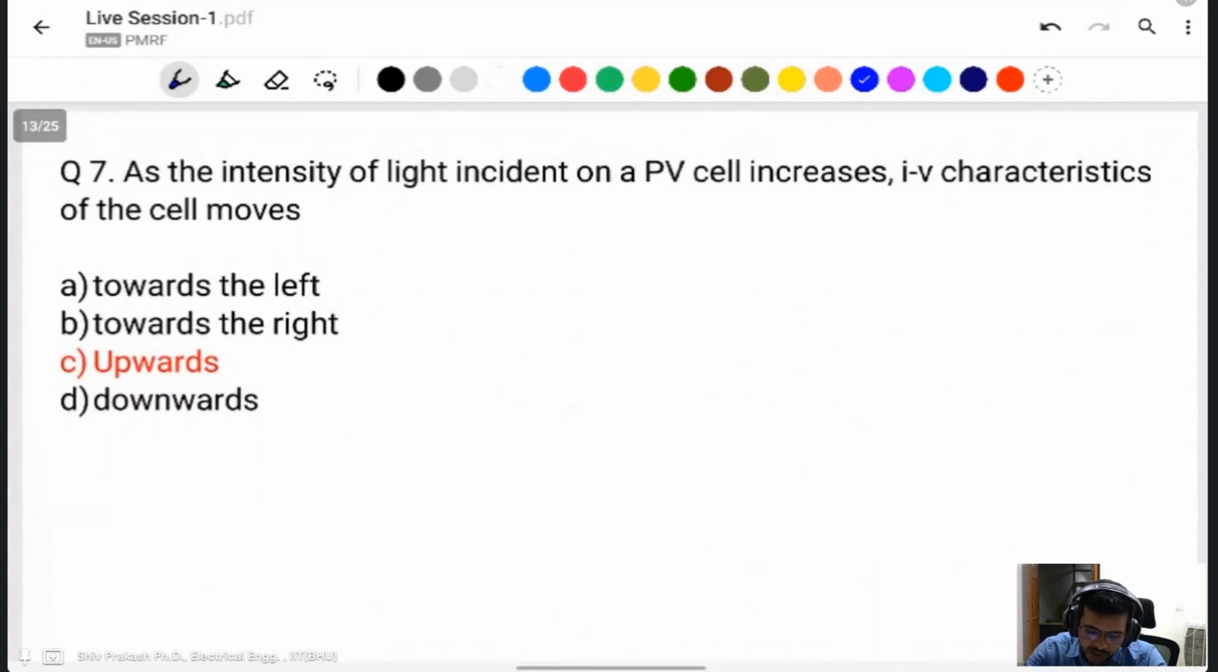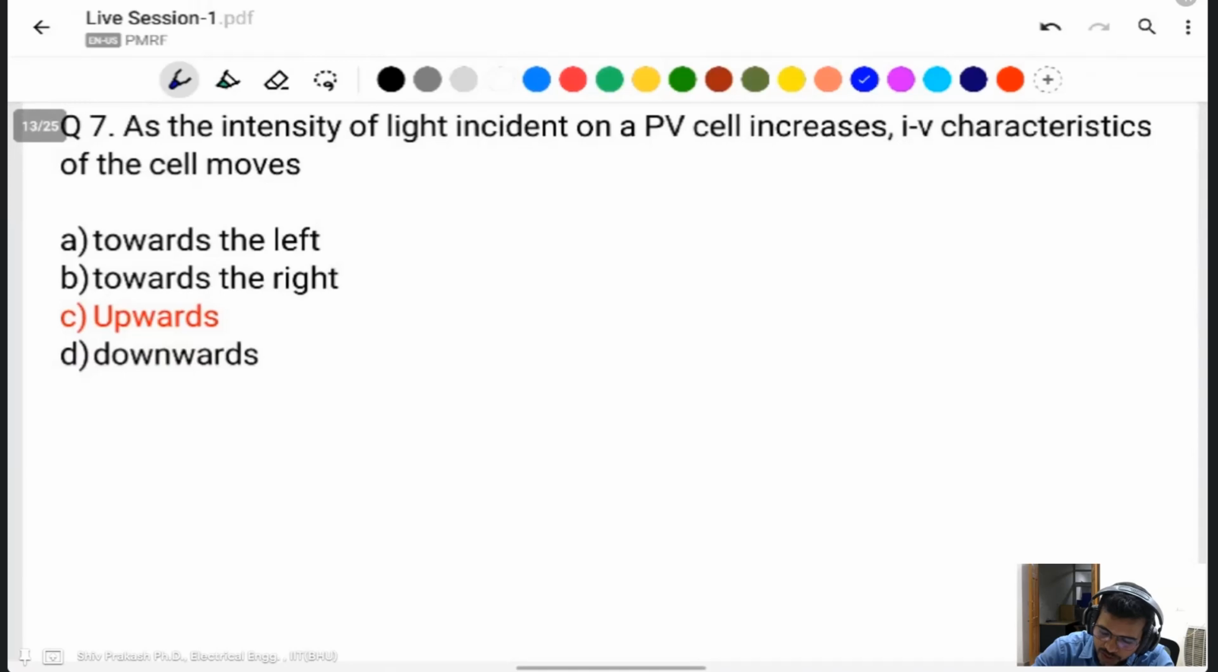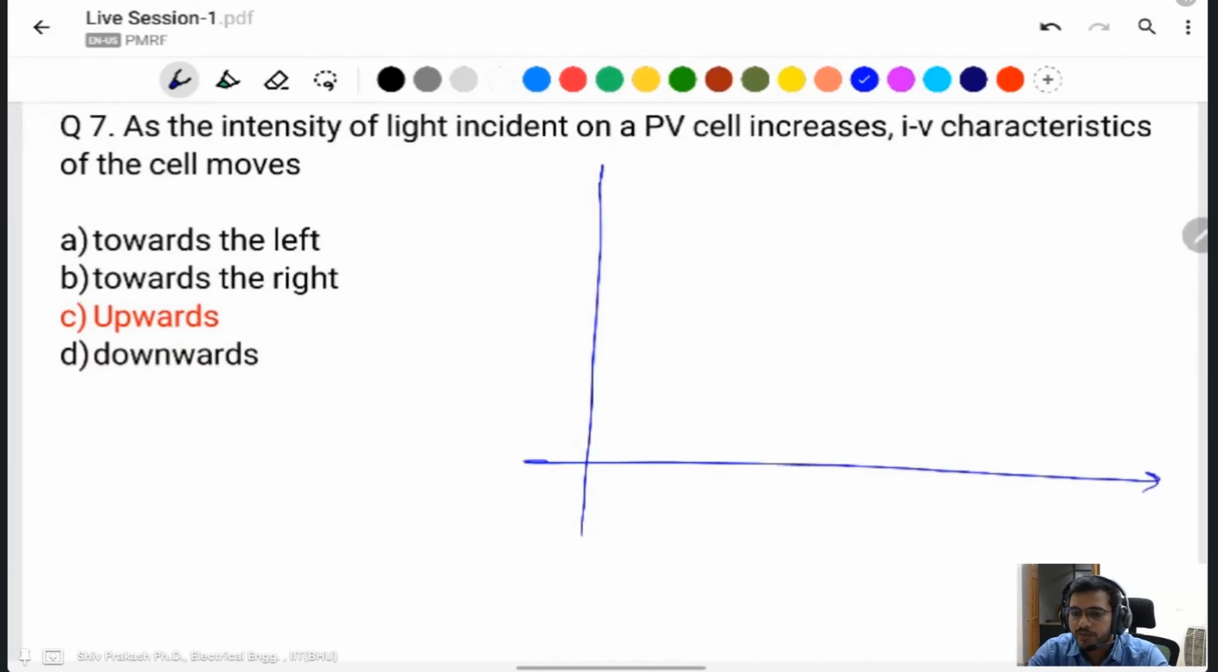The next question: as the intensity of light incident on a PV cell increases, the IV characteristic of the cell moves how? An increase in the intensity of light incidence means the insolation will increase. If you increase the insolation, then what will happen? Current will increase more and the voltage will increase less.